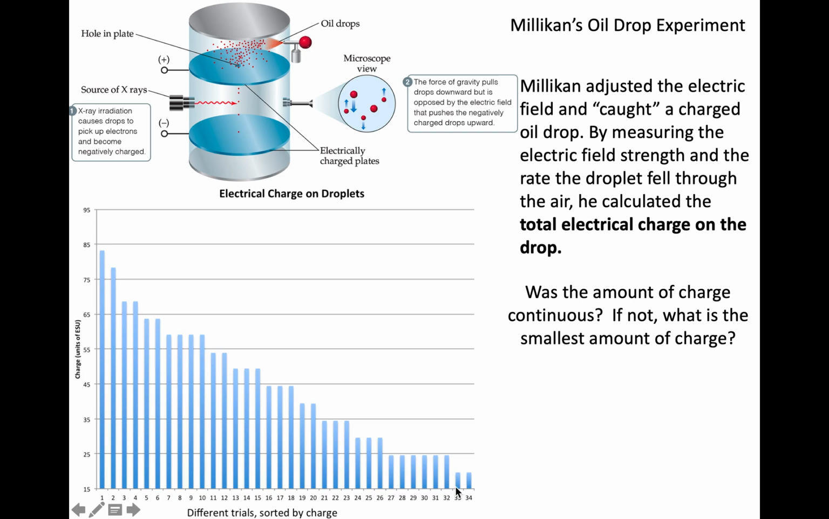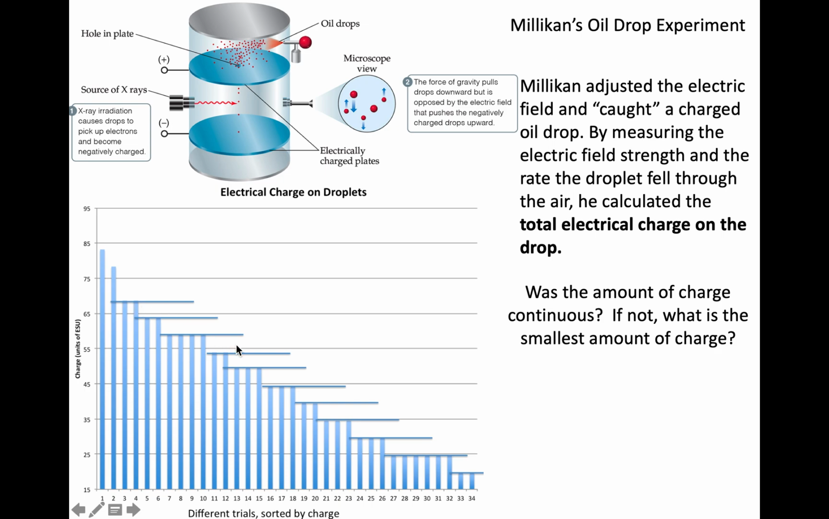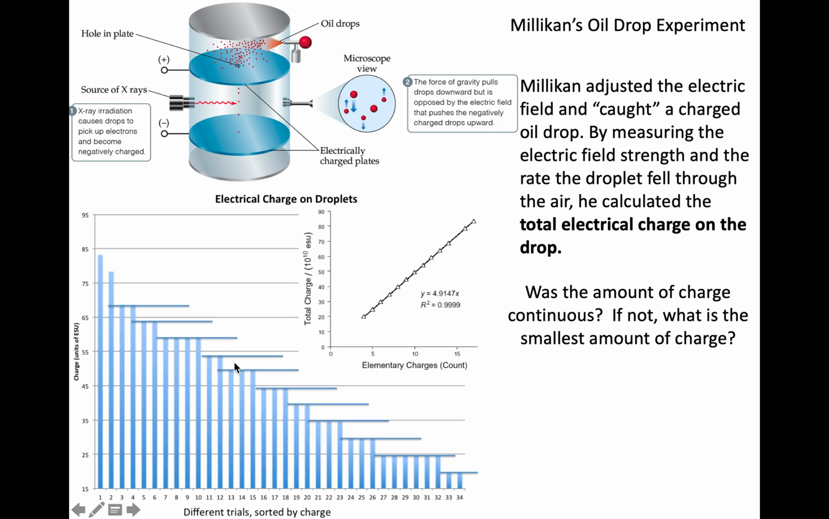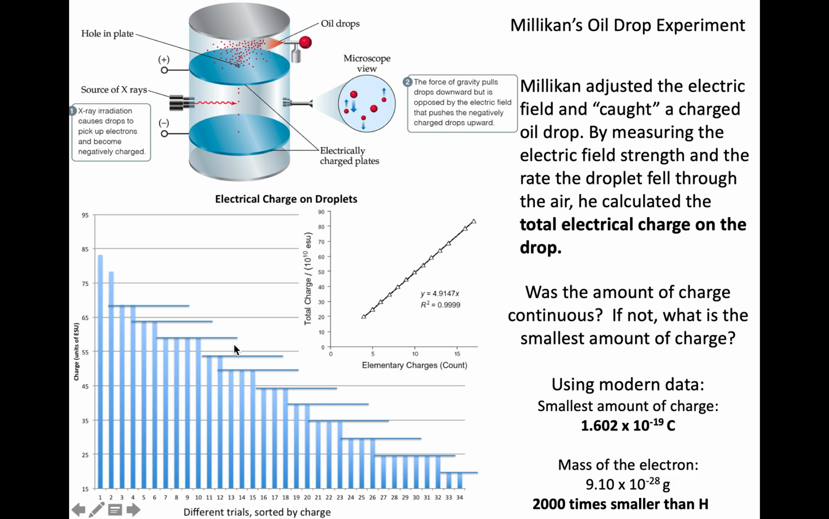It's all stacked up this way. It looks like a staircase, where we can see that set increment again and again to go from one stair to the next. That seems to be the smallest amount of possible charge. And that's what he does. So it's fit here, the total amount of charge. He thinks that that means that you have different numbers of these elementary charges. You're adding an electron in each of these steps. And using modern data, the smallest amount of charge is 1.602 times 10 to the minus 19th coulombs. And the mass of the electron is then found to be more than 2,000 times smaller than that of hydrogen.